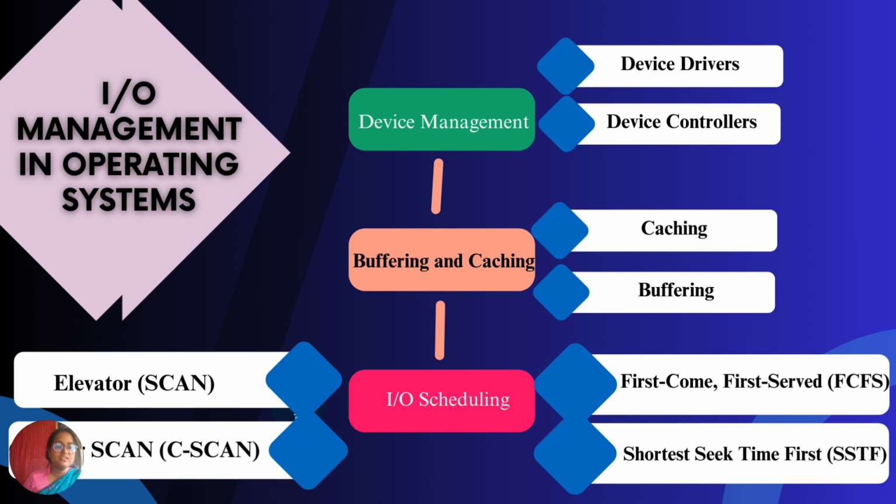Input output management in operating system includes device management, buffering and caching, and IO scheduling. Device management includes device drivers and device controllers. Buffering is a storage area that transfers data between two devices, and caching is also a storage area that reduces the access time. Input output scheduling includes first come first serve, shortest seek time first, elevator SCAN, and circular SCAN.